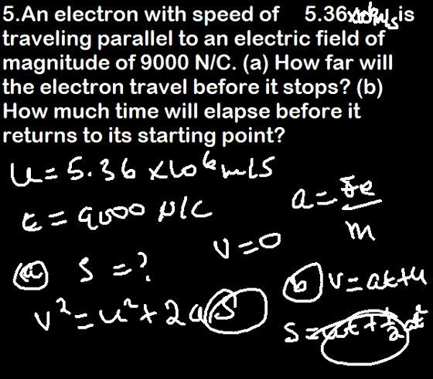And the other question says, what's the question A? Question A says, how far will the electron travel before it stops? That is part A. And question B says, how much time will elapse?